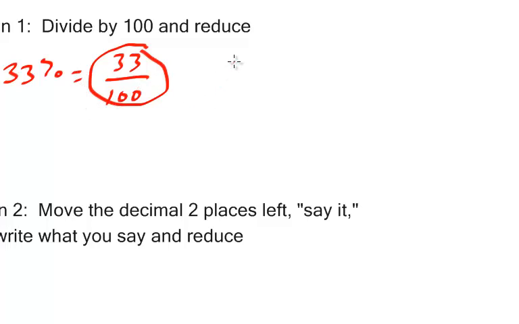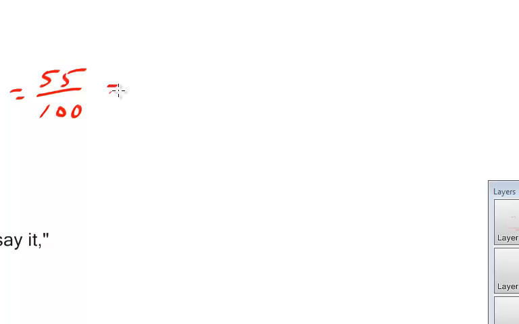If we had, say, 55%, we would say 55 over 100. These are all equal. And then reduce. This would reduce by 5 to 11 over 20. 5 would go into each of these, 11 times here and 20 times here. 11 20ths. 5 goes into 55 11 times. So that's basically option one.